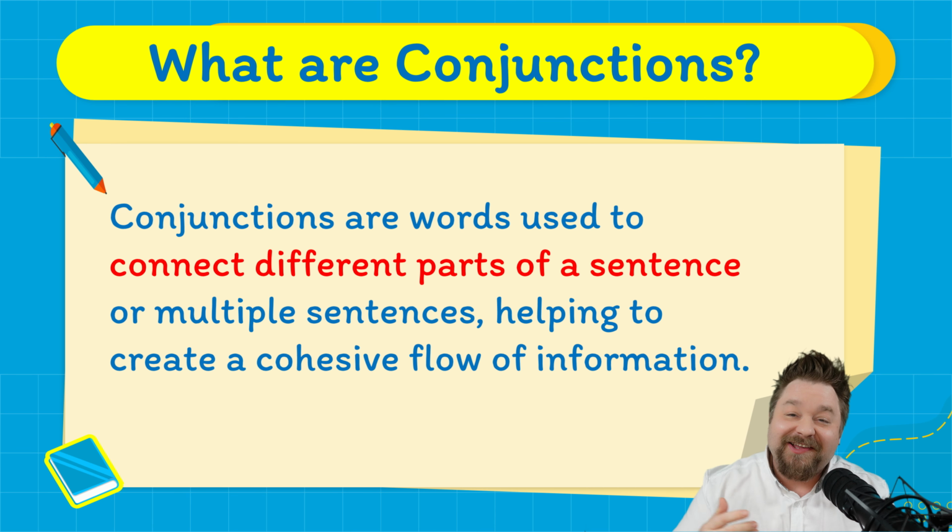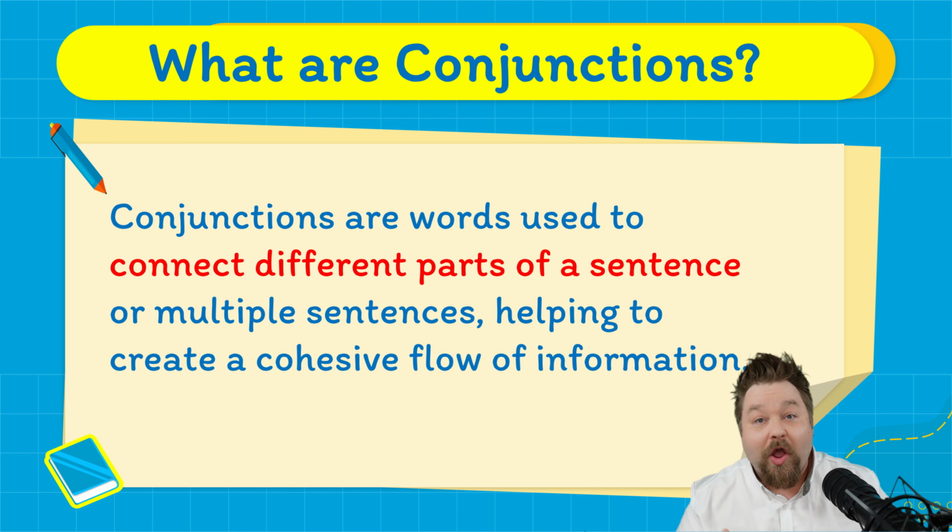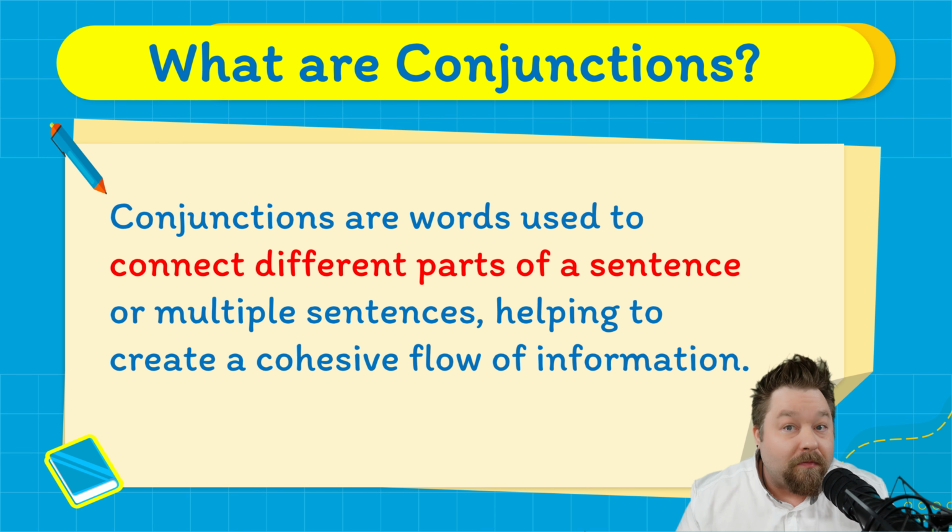We are still in Unit 1, but we are now on Lesson 7, which is all about conjunctions. Now, if you don't know what a conjunction is, I'll tell you. They are words that are used to connect different parts of sentences or multiple sentences together. This just makes it easier for information to flow naturally. Sometimes it's better to say one longer sentence than it is to say two sentences. Okay, so how do we use conjunctions?